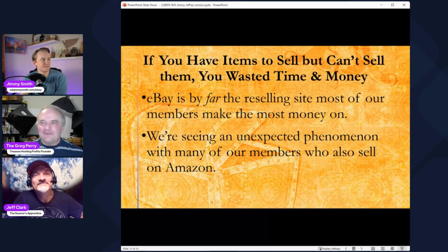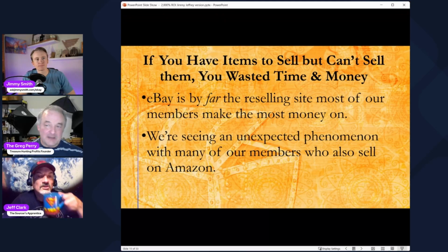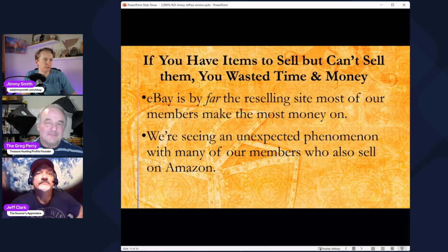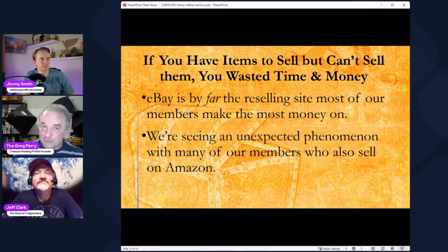If you have items to sell but can't sell them, you wasted time and money. That's not what we want you to do. eBay's by far the reselling site that most of our members make the most money on. For those of you Amazon resellers who treat eBay, understandably, like a stepchild, throwing the returns up on eBay and continuing to do what you're doing, you should bolt a true eBay business onto your Amazon reselling business using our tactics, because you're going to be really shocked fast.